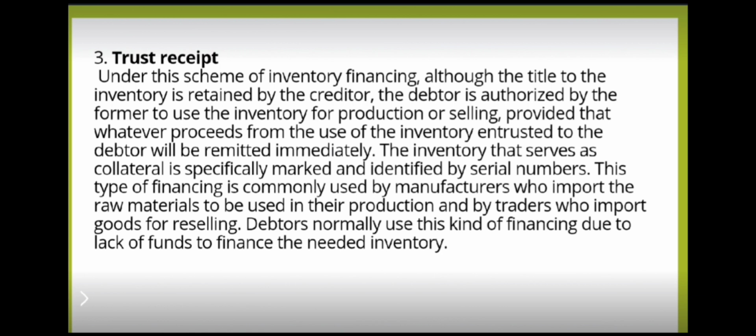So the last type of inventory financing is trust receipt. Under the scheme of inventory financing, although the title of the inventory is retained by the creditor, the debtor is authorized by the former to use the inventory for production or selling, provided that whatever proceeds from the use of the inventory entrusted to the debtor will be remitted immediately. The inventory that serves as collateral is specially marked and identified by serial number. This type of financing is commonly used by manufacturers who import raw materials to be used in their production and traders who import goods for resale. Debtors normally use this kind of financing due to the lack of funds to finance the needed inventory.